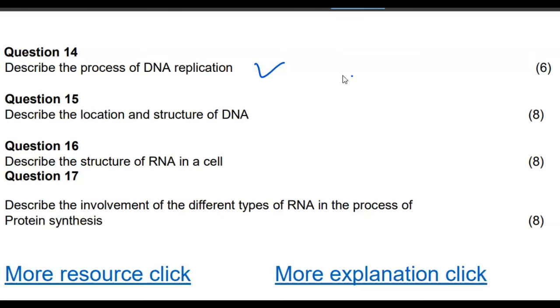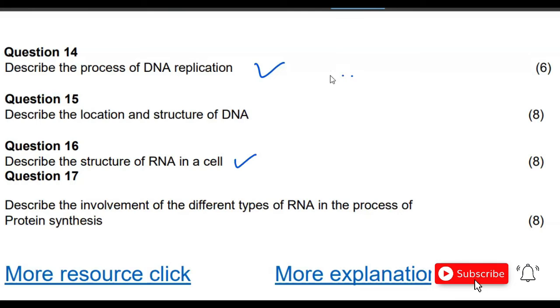So describe the structure of RNA. The structure of RNA is a little bit the same as DNA, but only a few things are not there. That is the thymine, the double strand, and also the weak hydrogen bonds.